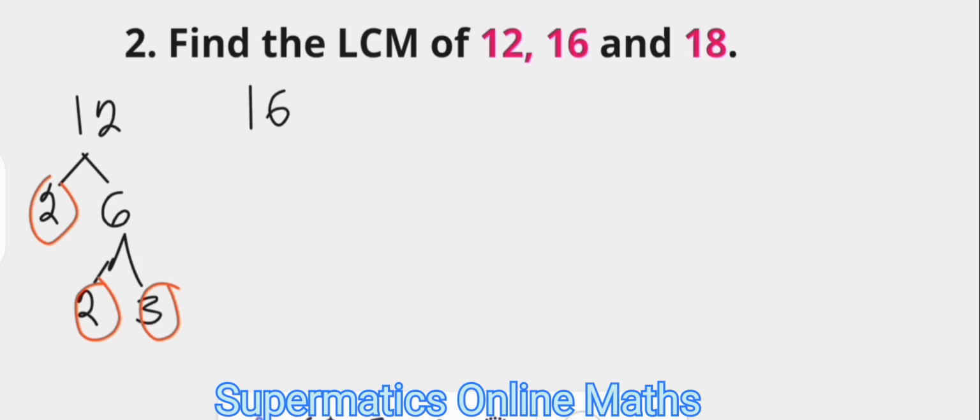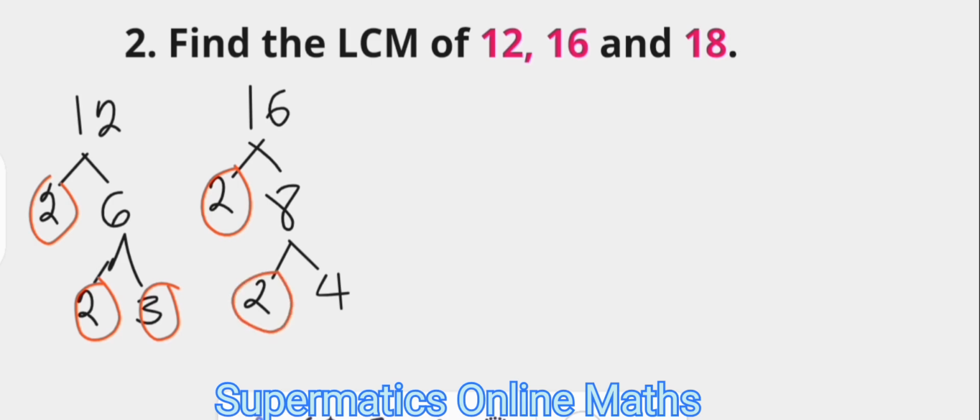16 is first 2 times 8, 2 is circled as a prime number, and 8 is expressed as the product of 2 and 4. Again, the 2 there is circled, with 4 expressed finally as the product of 2 and 2. And since they are prime numbers, we have them circled, which means that 16 is 2 times 2 times 2 times 2. Now on to 18.